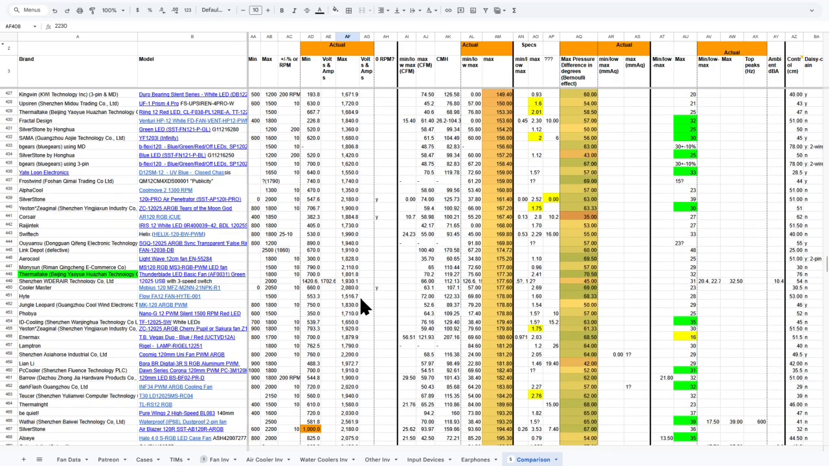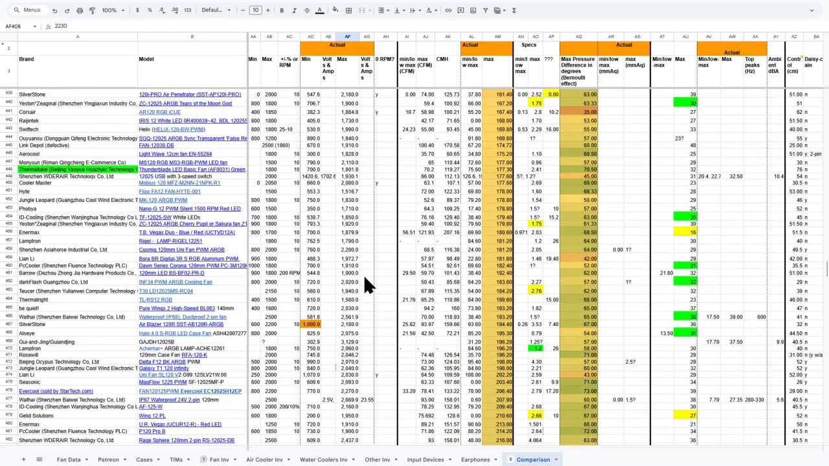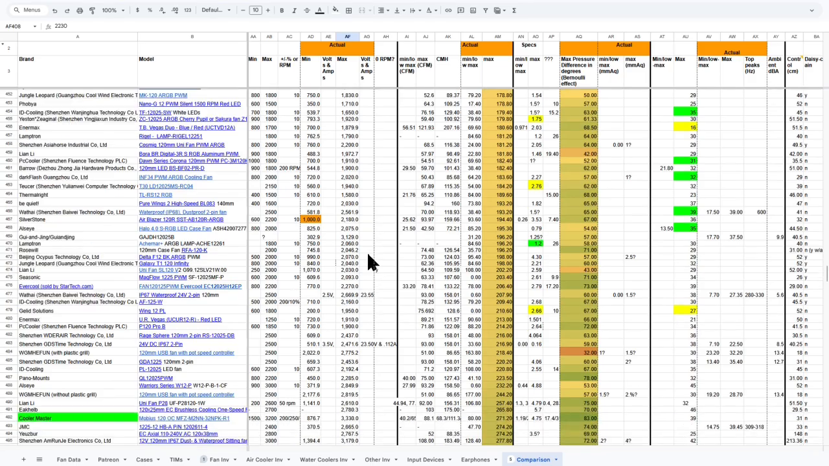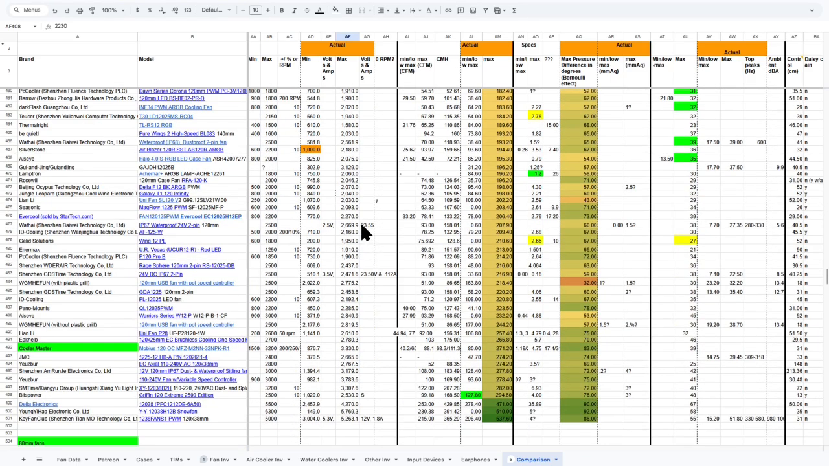Then we get down here and we can see, even though the Thermal Take has lower RPMs than some of these fans, it's holding its own. That's the third quartile, I believe, and here's the fourth quartile.